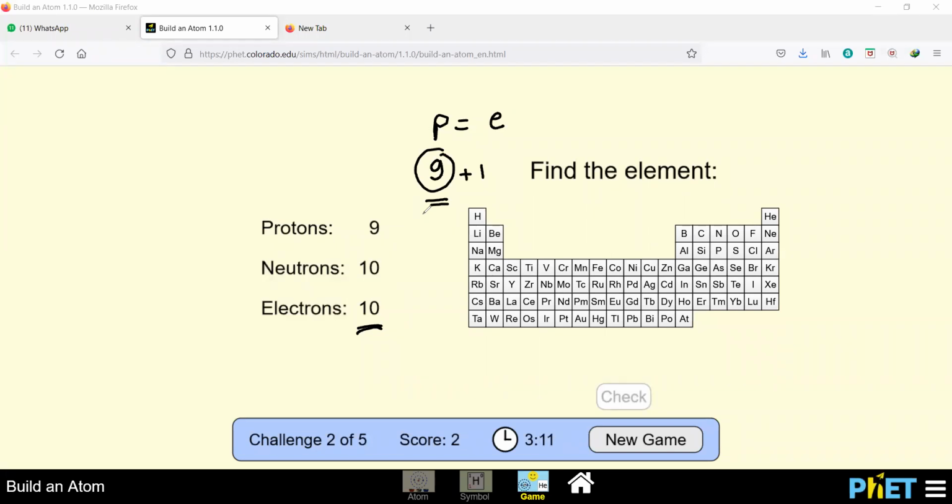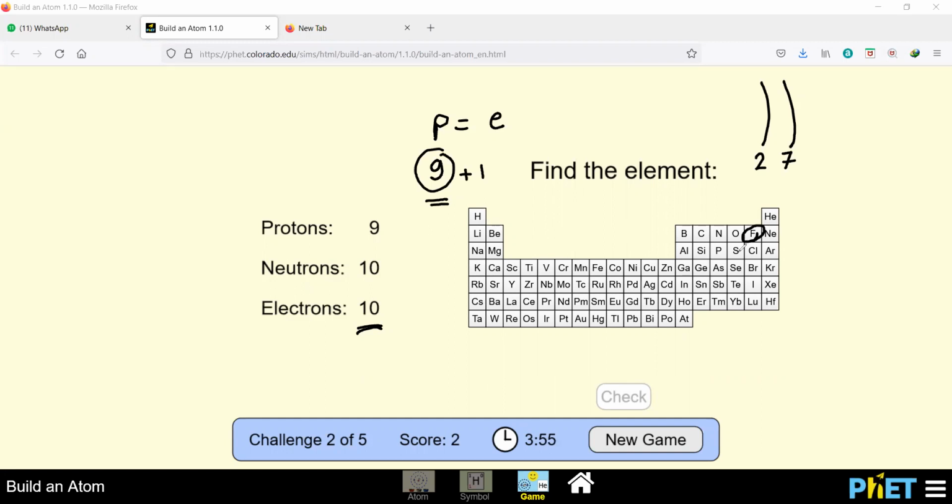Do it. I don't know. Okay, let's do it together. Can you distribute this 9? Yeah, it's 2 and 7. Okay. So in which group? Yes, it's in 7A group. And which period? The second one. The second one. And 7A. So that's it. Fluorine.